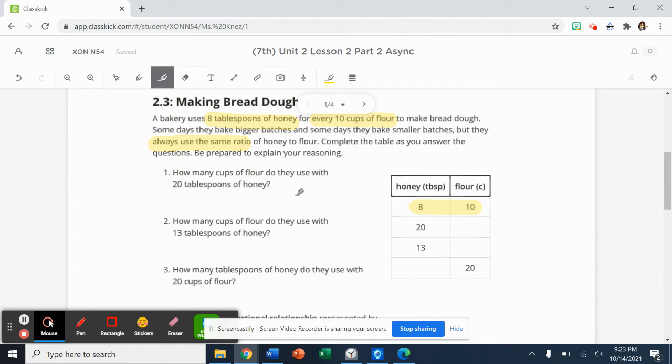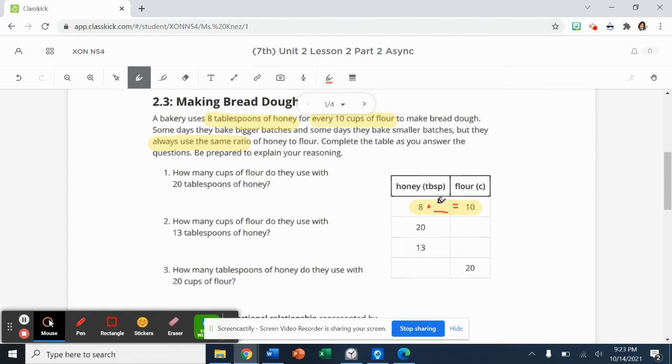Now, question 1 says, how many cups of flour do they use with 20 tablespoons of honey? That'd be the next row in the table. Remember yesterday we talked about how you can multiply one side of your ratio table, in this case the honey, times some specific number, we're calling it the magic number for now, to tell you the corresponding value on the other side of the ratio table.